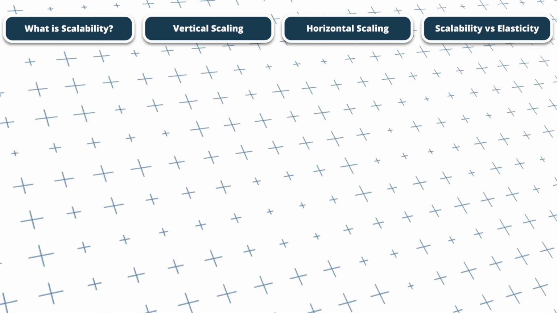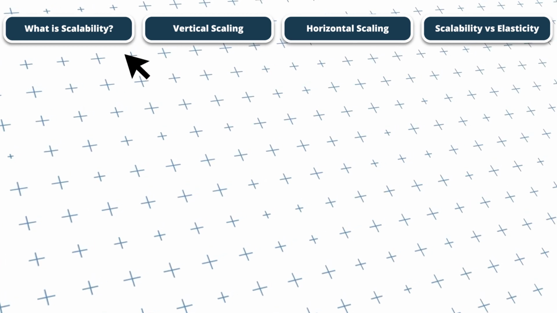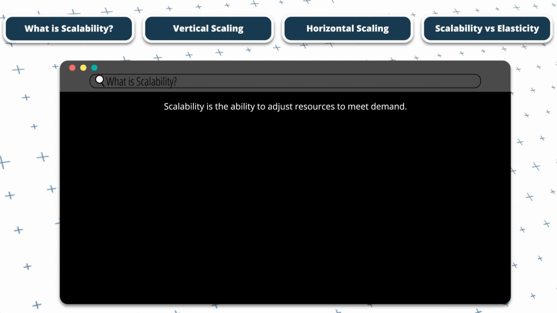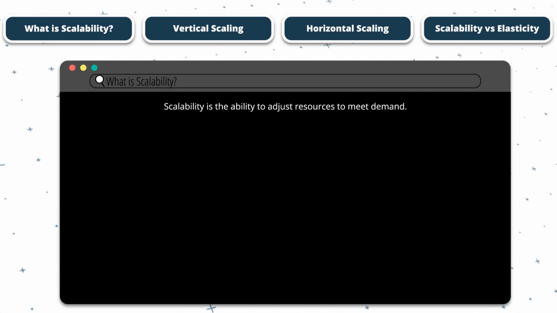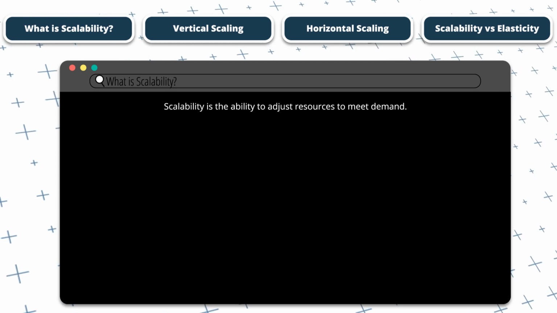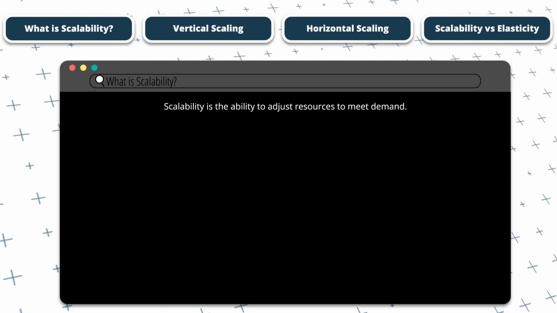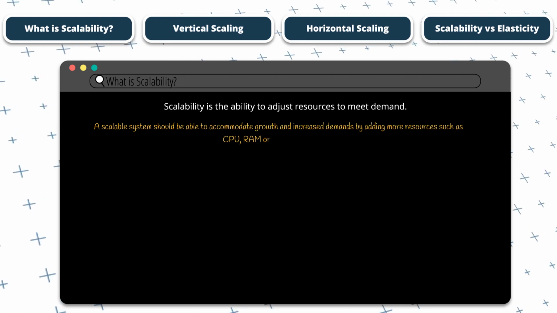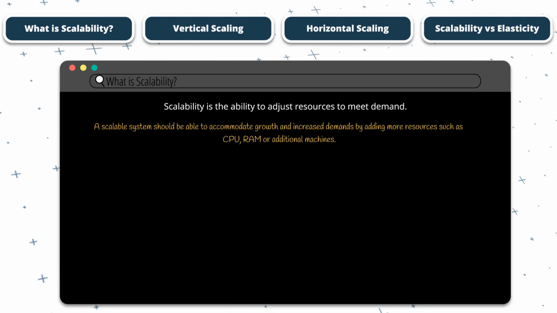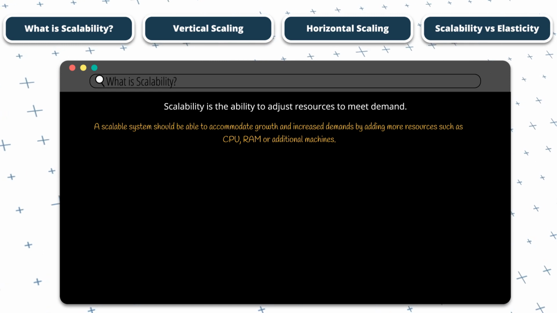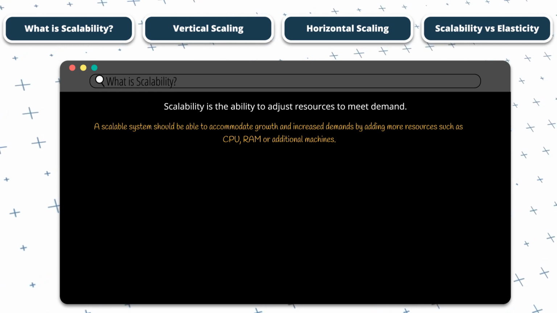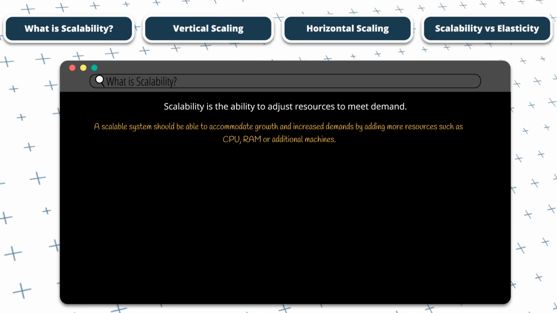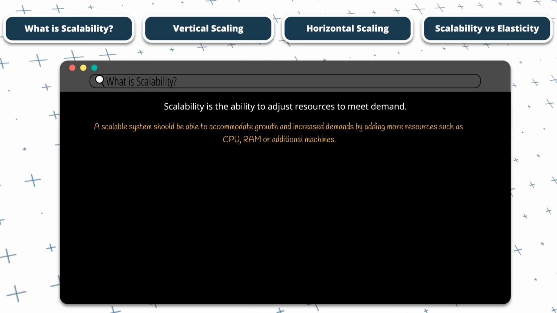To start off with, what is scalability? According to documentation from Microsoft, scalability refers to the ability to adjust resources to meet demand. To add some additional detail to this, a scalable system should be able to accommodate growth and increase demands by adding more resources such as CPU, RAM, or additional machines, without negatively impacting its performance or availability.